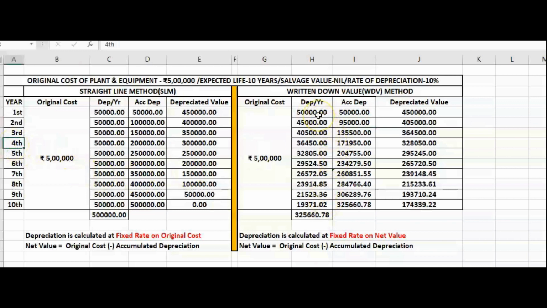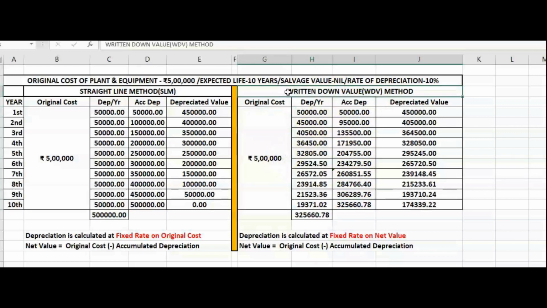Here you will find that the depreciation for each year diminishes progressively, although the rate remains the same. This method is also called the reducing value method. Now, interestingly, compared to SLM, the total accumulated depreciation at the end of the 10th year is much lower. Therefore, in the WDV method, the depreciation fund falls short of the original cost.